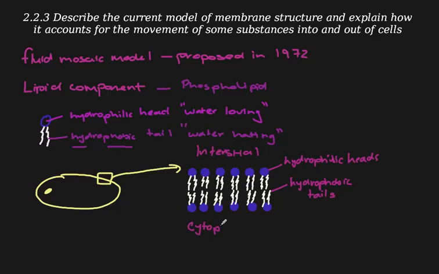Both areas would have a high water concentration. So it would make sense that the water-loving hydrophilic heads that are attracted to water would be facing the cytoplasm and the interstitial. However, this in-between section is not going to allow things that are water-soluble to pass through it very, very easily. Okay, so that is our lipid component.